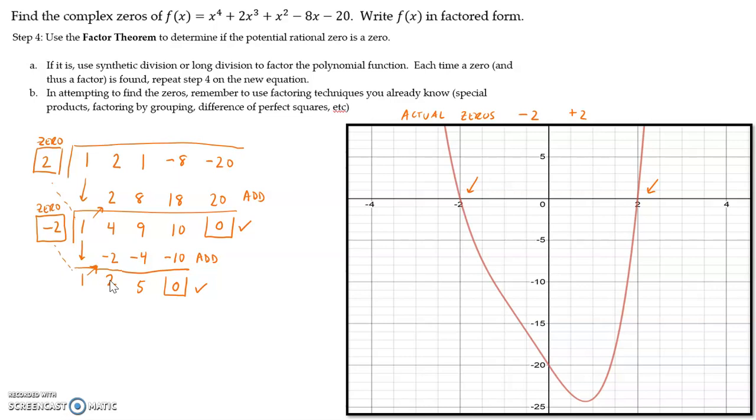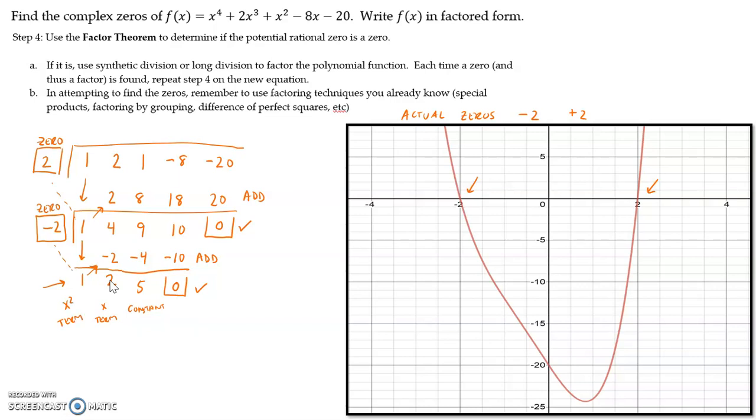So this is where we're going to look for the complex zeros, and what you're going to notice is that on this last line, you actually have the coefficients for a quadratic. Remember that the 5 is your constant, the 2 is your coefficient for your x term, and the 1 is your coefficient for your x squared term.